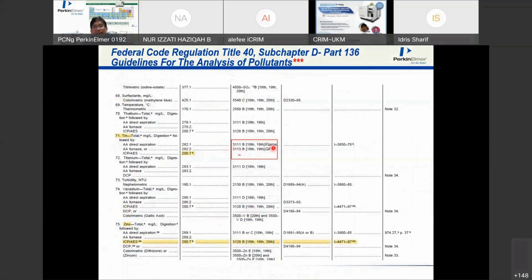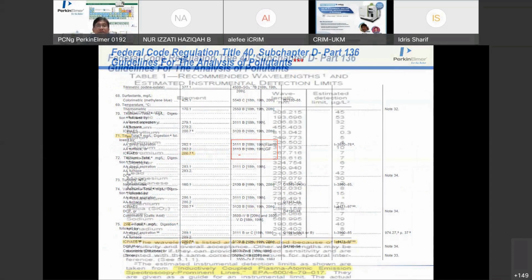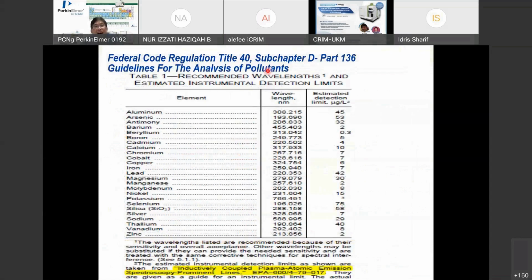Yeah. So now look at tin. Tin is listed under flame AA and graphite furnace, but flame AA detection is not good enough and should not be used. It should be graphite furnace, or using 200.7. So you notice that ICP and APHA mix up, you can use 200.7. Okay, zinc, both can also be used. So this is a summary for this Code of Federal Regulations Title 40.